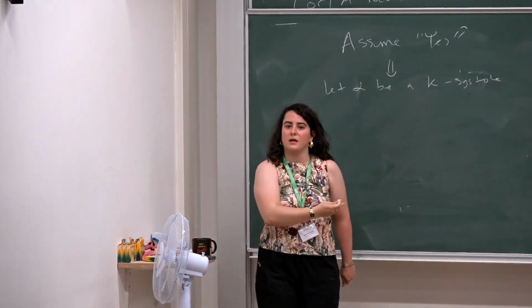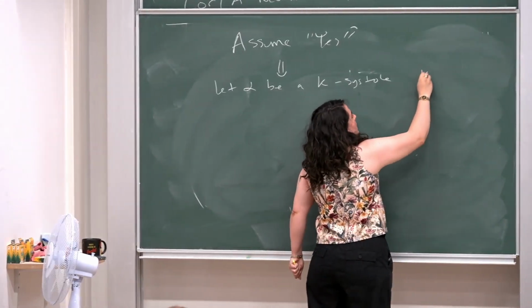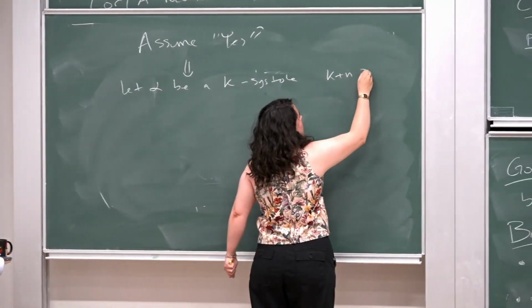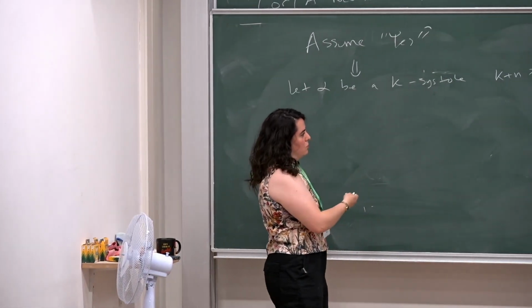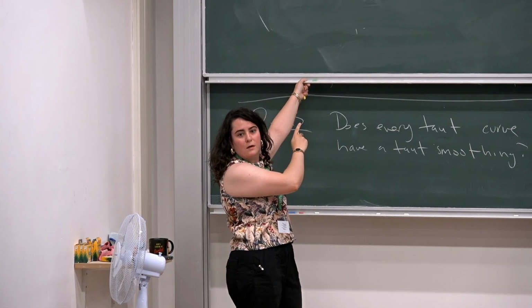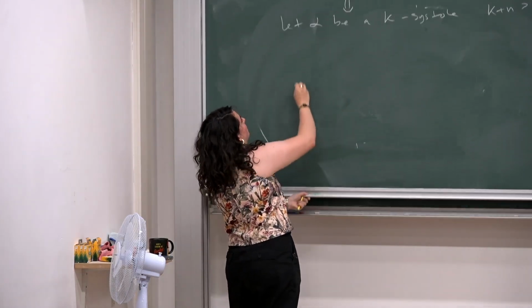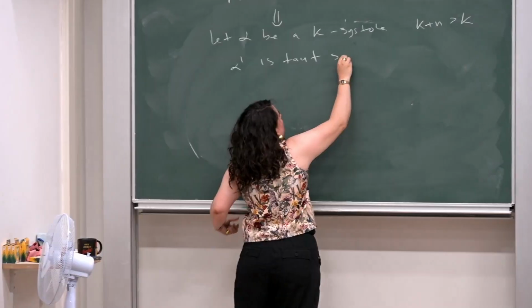That intersects more than k times. So alpha has, say, k plus n intersections. Now I know, because I'm assuming that the answer to this question is yes, that I have a taut smoothing. So let me take that taut smoothing. Alpha prime is taut smoothing.